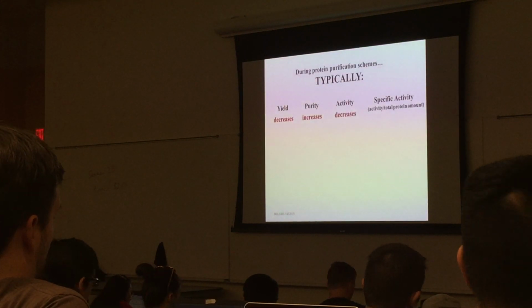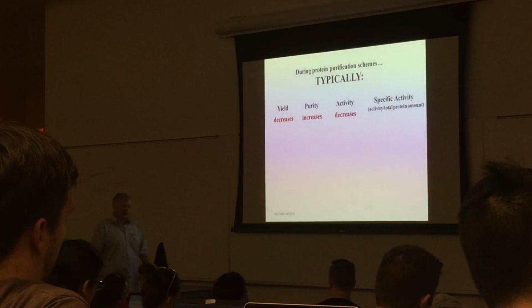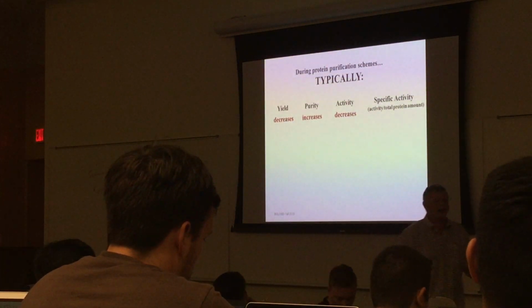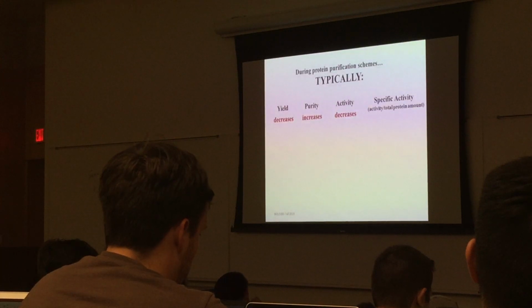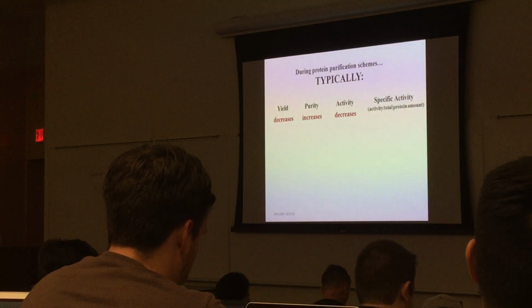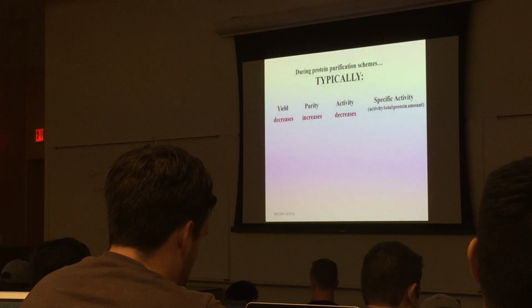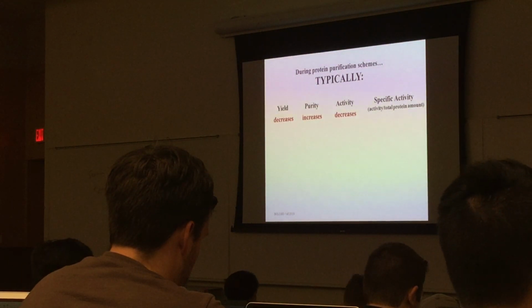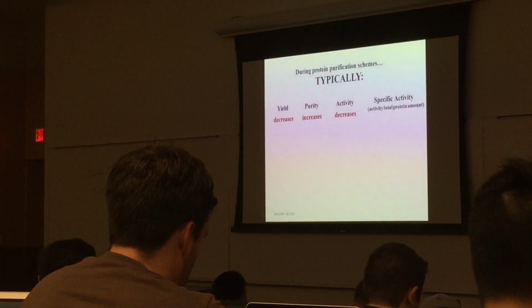And hopefully, our activity is going to decrease as little as possible along the way. It just happens. Our goal is not to have it happen. So we keep things on ice. We keep things in the freezer. We keep things in the refrigerator. We add protease inhibitors that prevent proteases from cleaving our proteins. But typically activity is going to decrease.